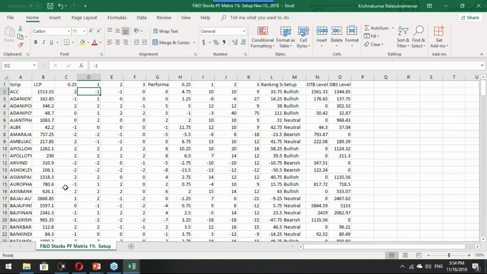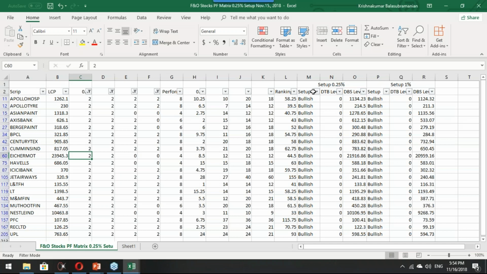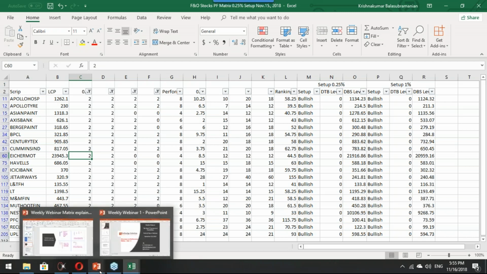Does it make sense? It's not going to take more than 15-20 minutes or half an hour max. It wouldn't take too much time. Generate this output, sorry, the relative strength output, and try to incorporate or merge the P and F matrix scores along with the setup. If possible, incorporate the setup as well, and then you can easily identify buy and sell candidates.